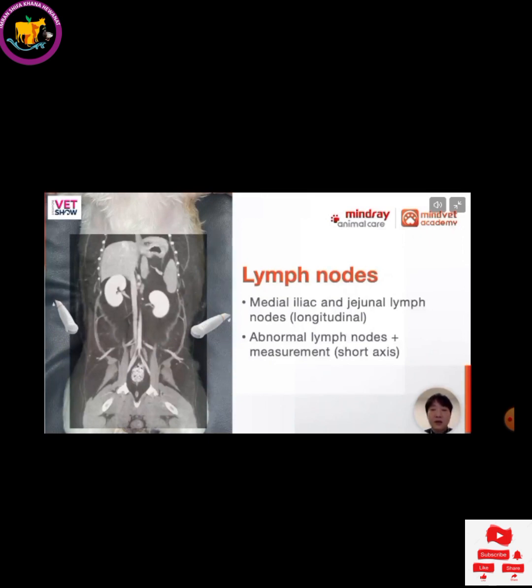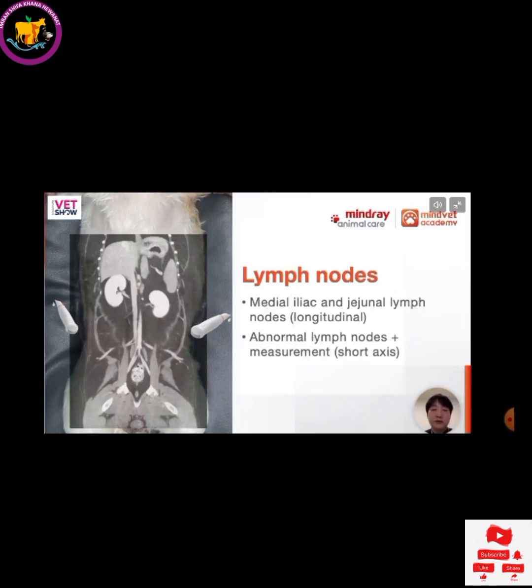Medial iliac lymph node and jejunal lymph node should be observed in every examination. Other lymph nodes such as renal, hepatic, gastric, splenic, and pancreaticoduodenal lymph nodes may not always be seen. However, anatomic landmarks should be used to evaluate them. The short axis diameter of the lymph node should be measured.